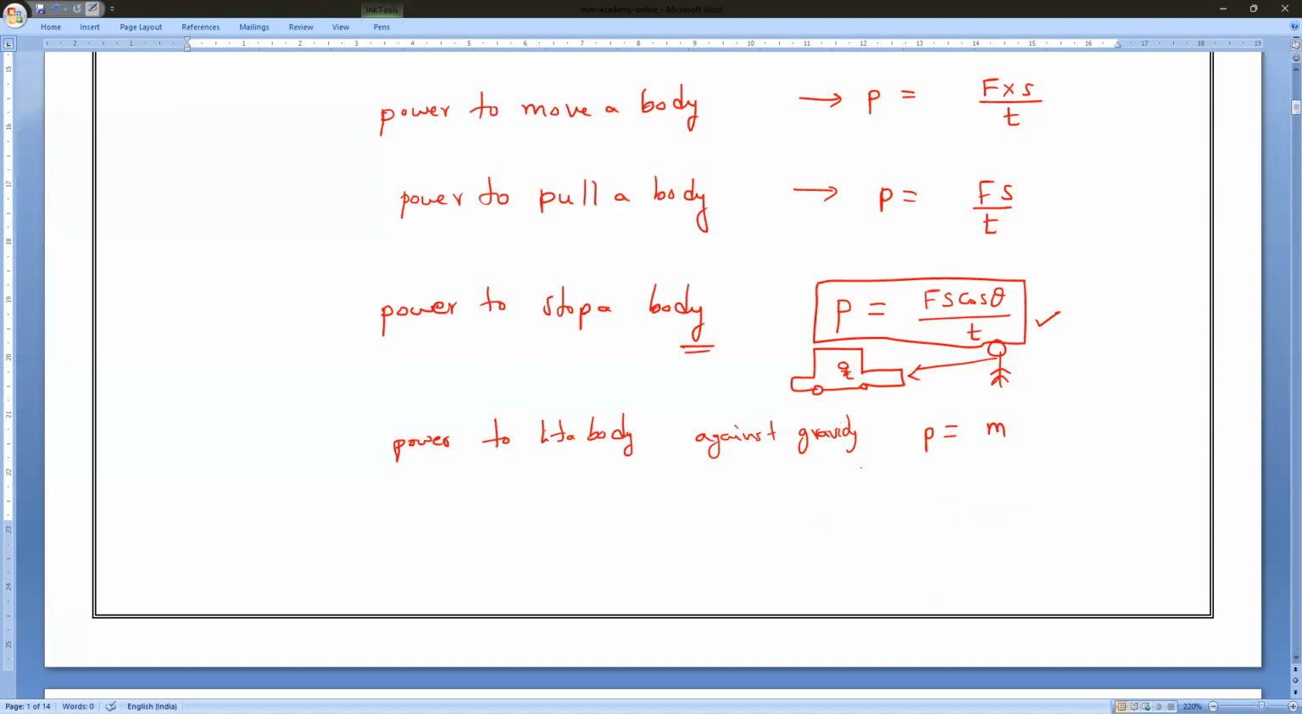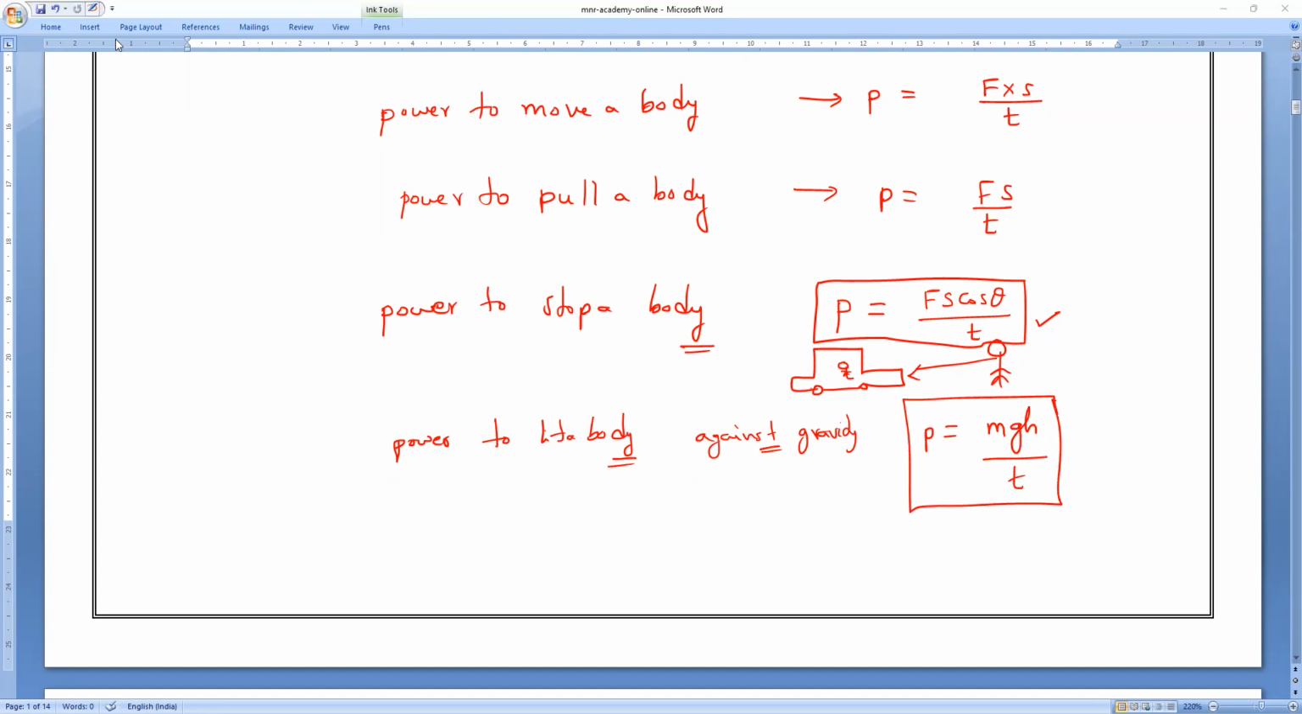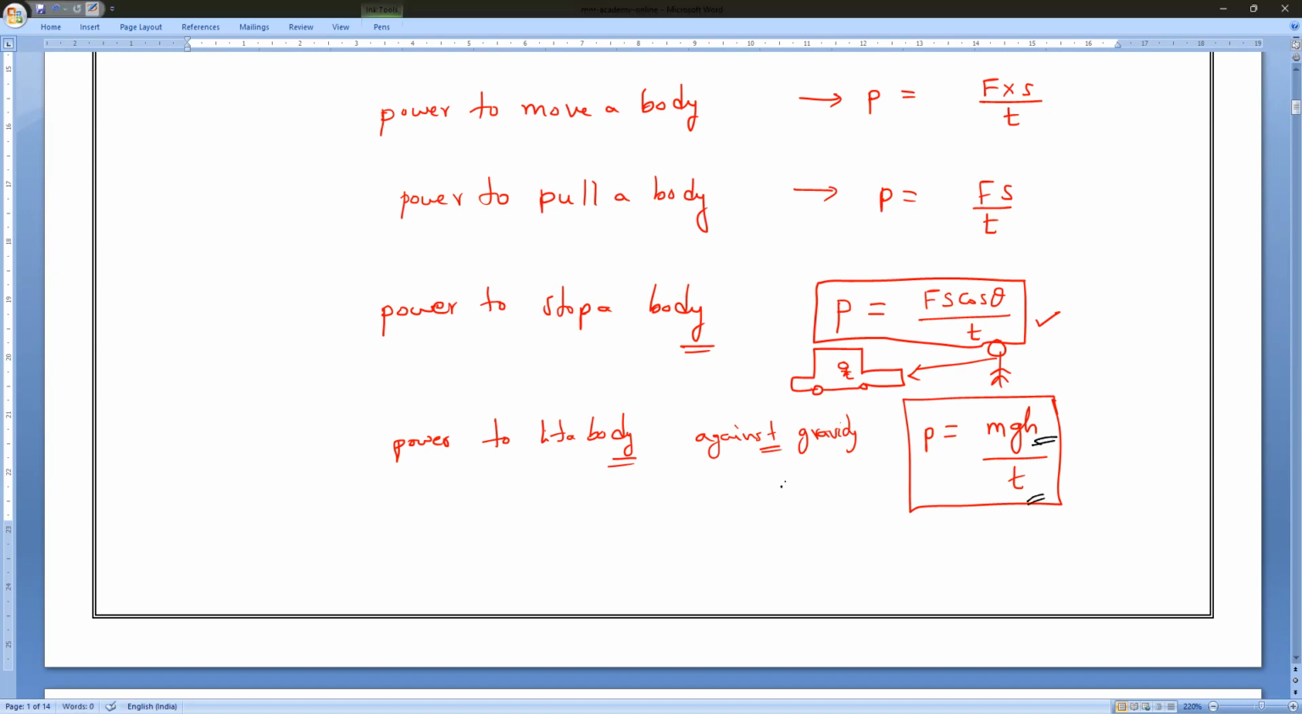So power P, when lifting a body against gravity, the formula is mgh by time. So these are the power formulas for various situations. Wherever you experience a different situation in your daily life, you have to work it out. That is mgh by time against gravity, power to stop a body, power to pull a body, power to move a body. I hope you all understand till here. Any doubt you can ask me. Finish it and then we'll proceed. Clear, everybody?